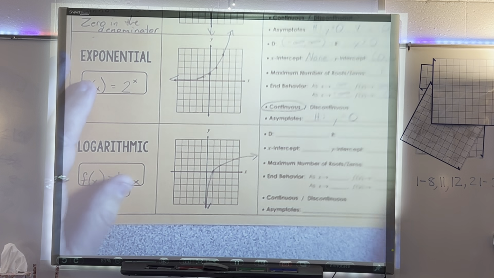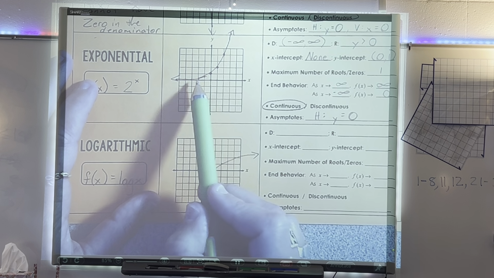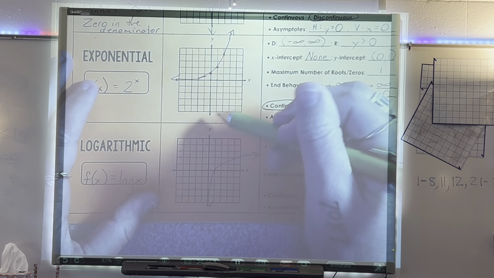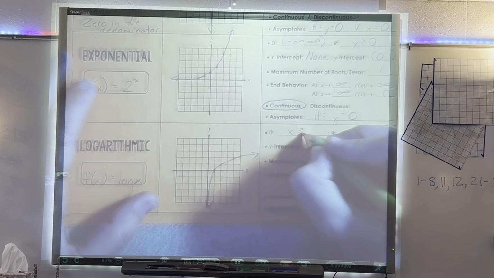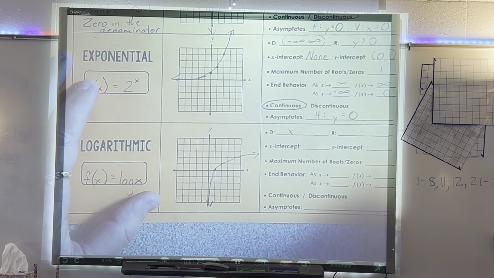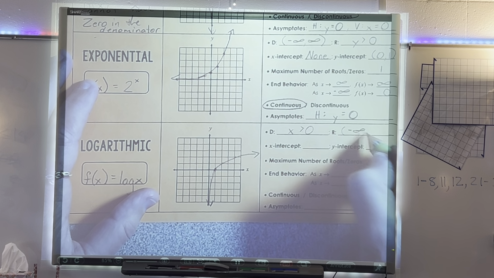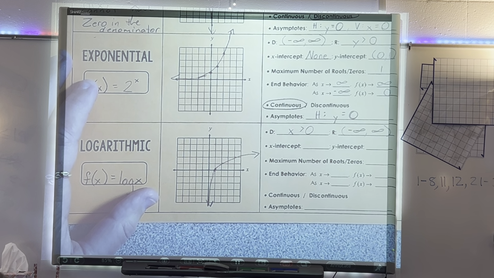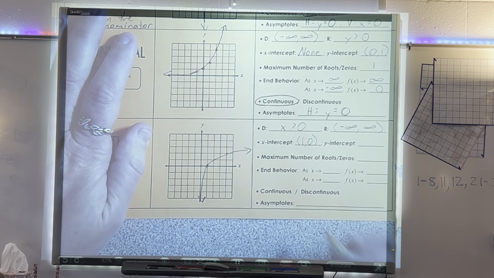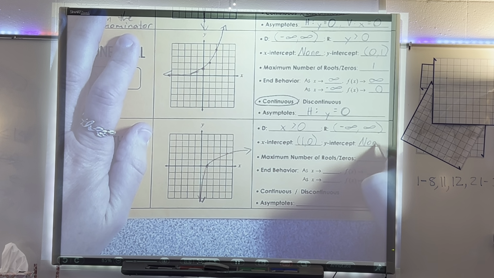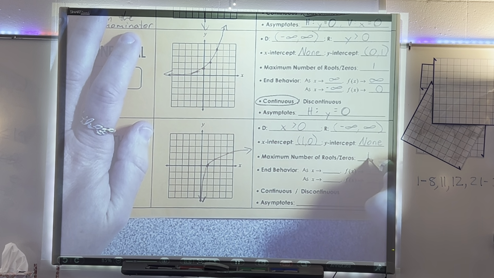So my domain here is affected by this. So up here I had a horizontal asymptote, which affected my range. Here I have a vertical asymptote, so it affects my domain. Does that make sense? So here x is greater than 0. But my range goes from negative to positive infinity because there's nothing that's stopping it from going up and down. I have an x-intercept at 1, 0. I have no y-intercept because of the asymptote there. Maximum number of times it's going to cross the axis line is once.